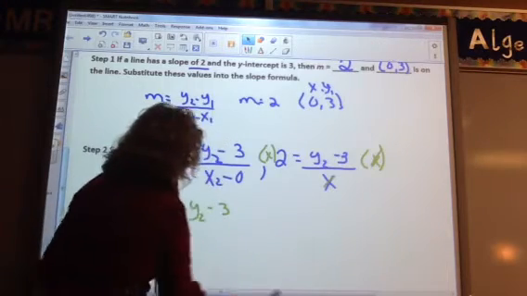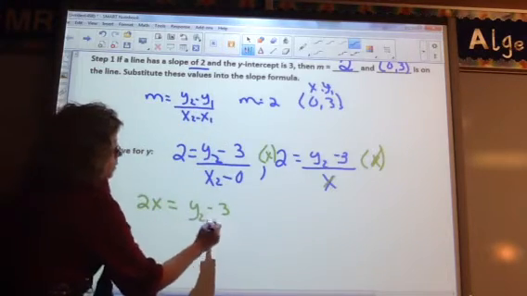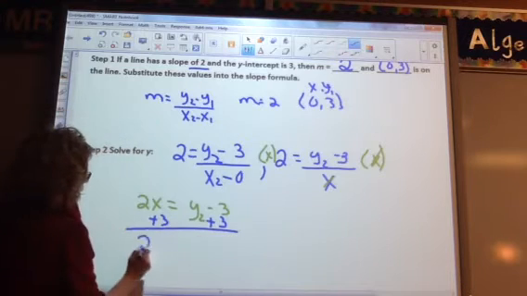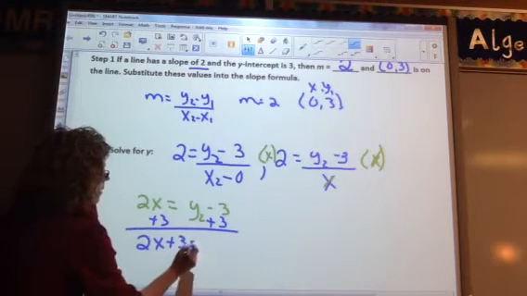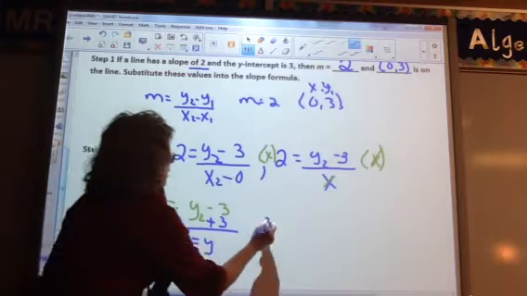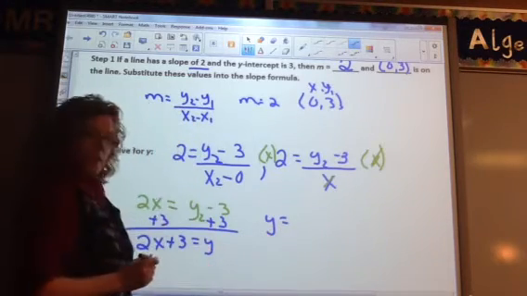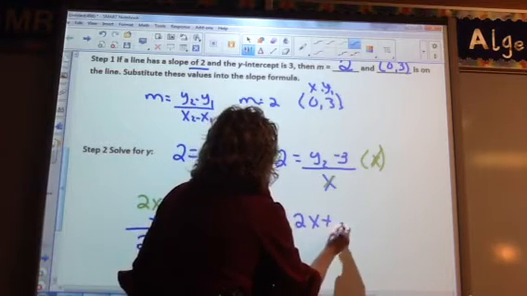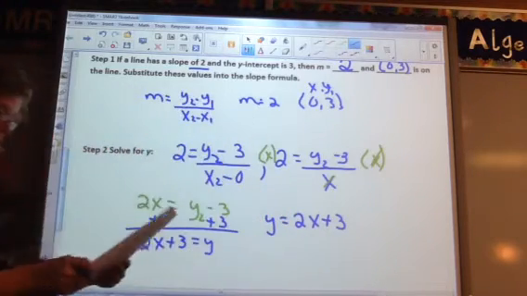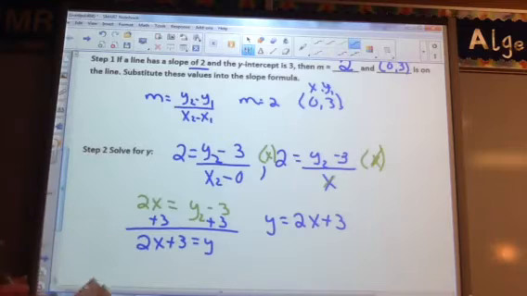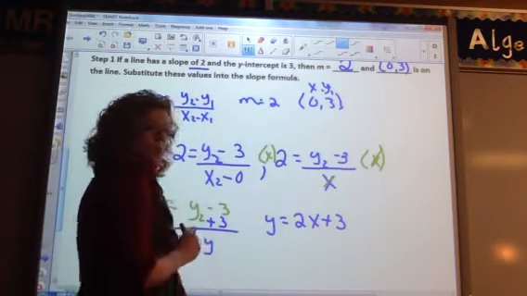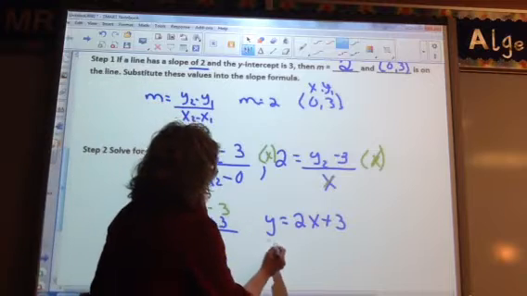Again, I'm trying to isolate this variable y, so now I want to add 3 to both sides. So I have 2x plus 3 equals y, or if I wanted to use my reflexive property, I could write y equals 2x plus 3. So what do we know about this formula here? This is called our slope-intercept formula.